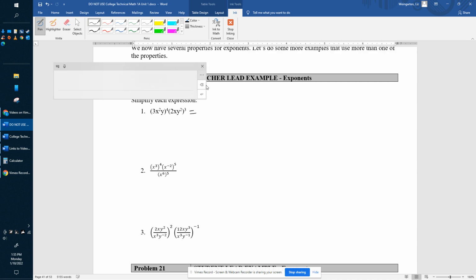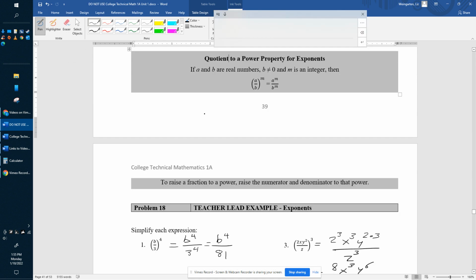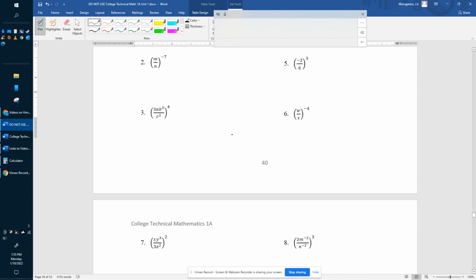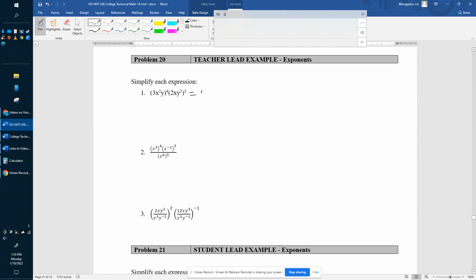So I'm going to distribute that exponent into all my items in the parentheses. So I'm going to get 3 to the 4th, times x to the 2 times 4, y to the 4, because that's the same thing as y to the 1, so 1 times 4 is 4. Continuing on to the next one, we get 2 to the 3, 2 cubed, x cubed, y to the 2 times 3.